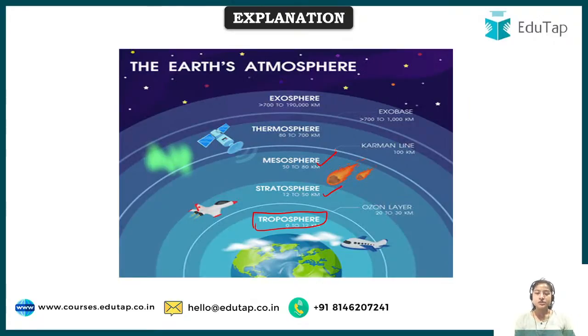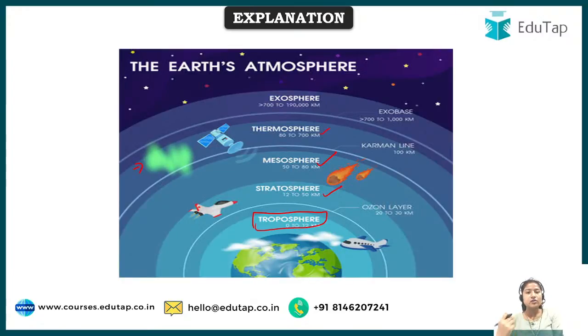Next comes the thermosphere. In this, the ions that we talked about are present. You must have heard of the aurora borealis or the northern lights, and if you haven't, do check it. It is a mesmerizing phenomenon that occurs in the world, and this occurs there. Why? Because of the presence of ions.